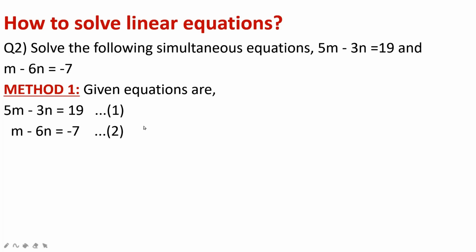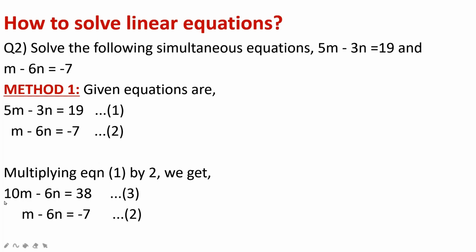It is not that if you multiply by 5 you will not get the answer, you will get the answer, but it can make the calculations a bit difficult, which can lead to mistakes. So that is why I will go with equation 1 and multiply it by 2. Multiplying equation 1 by 2, we get the equation 10m minus 6n is equal to 38. That is 5 times 2 is 10, 3 times 2 is 6, and 19 times 2 is 38. So this will be our third equation, and this is our second equation.